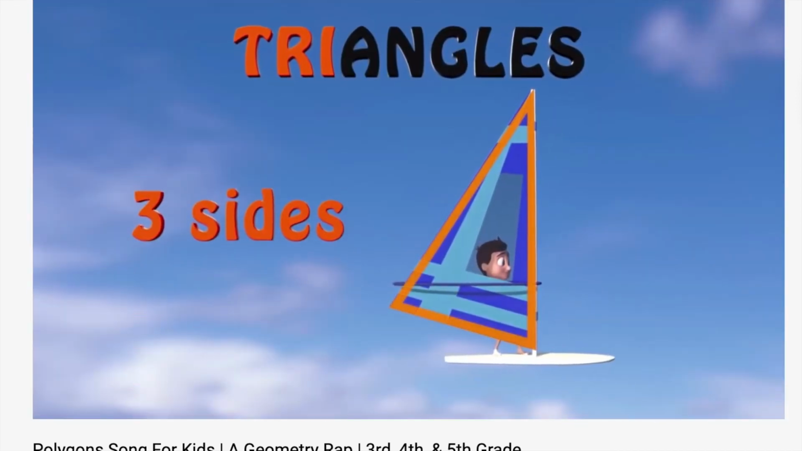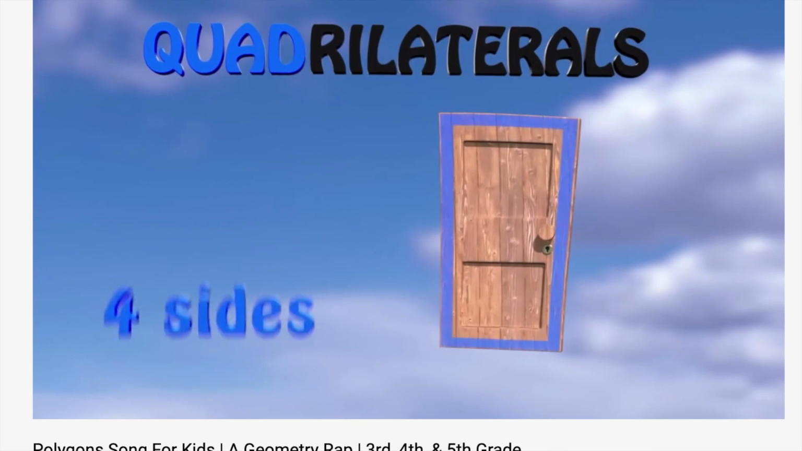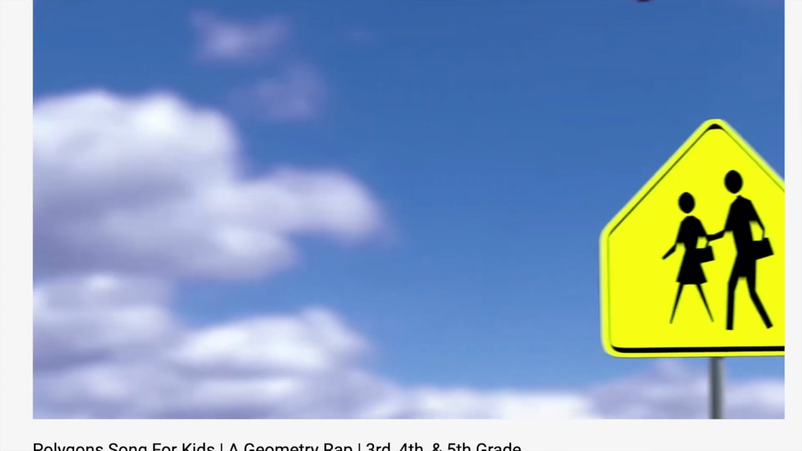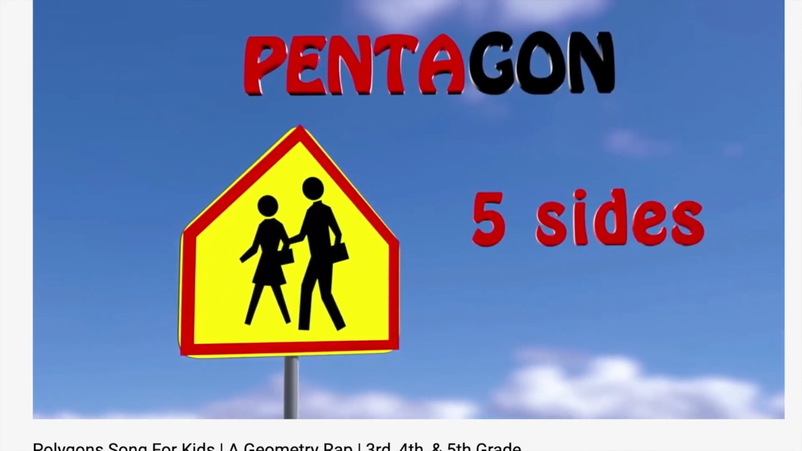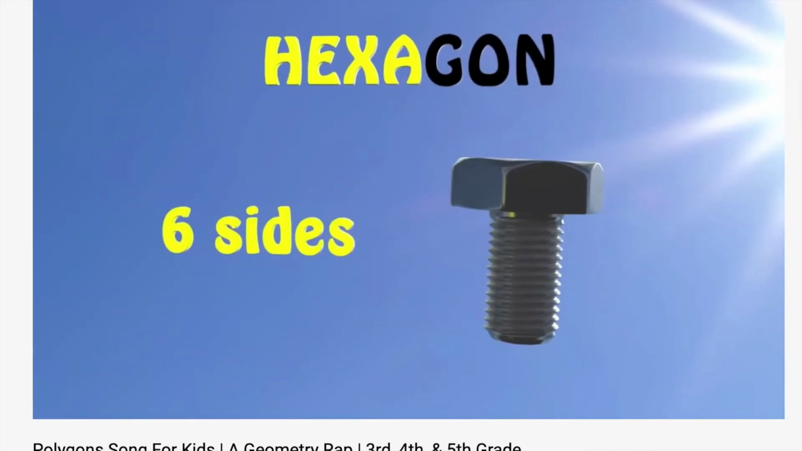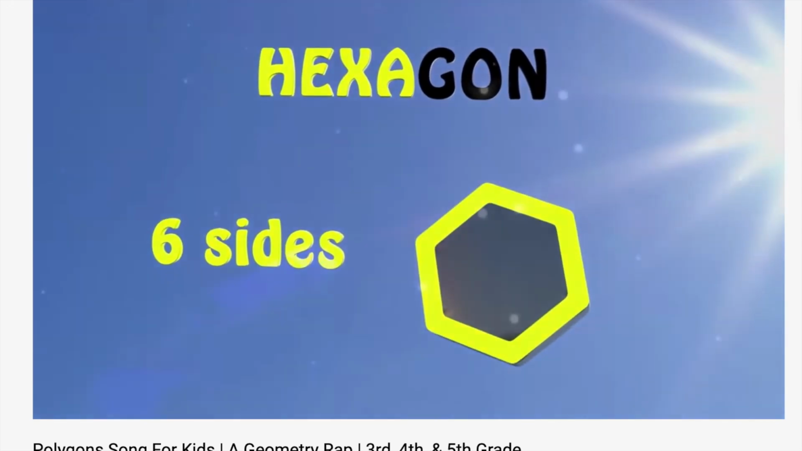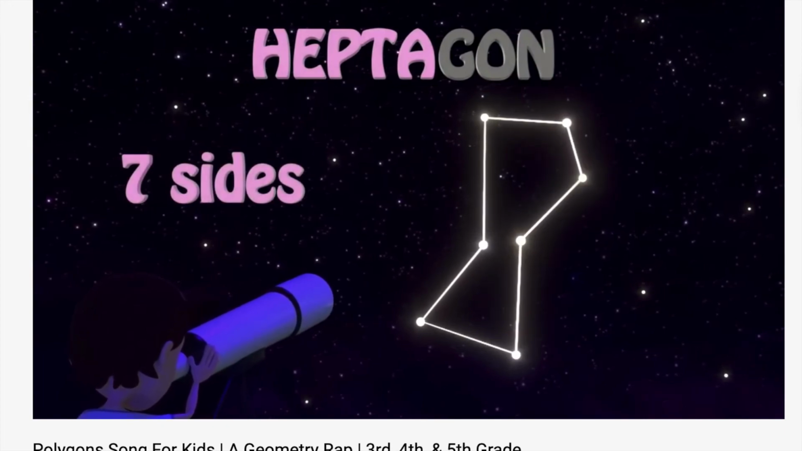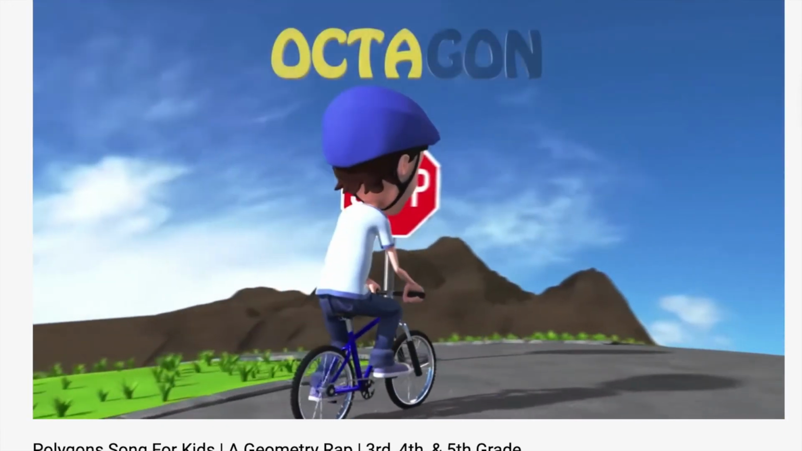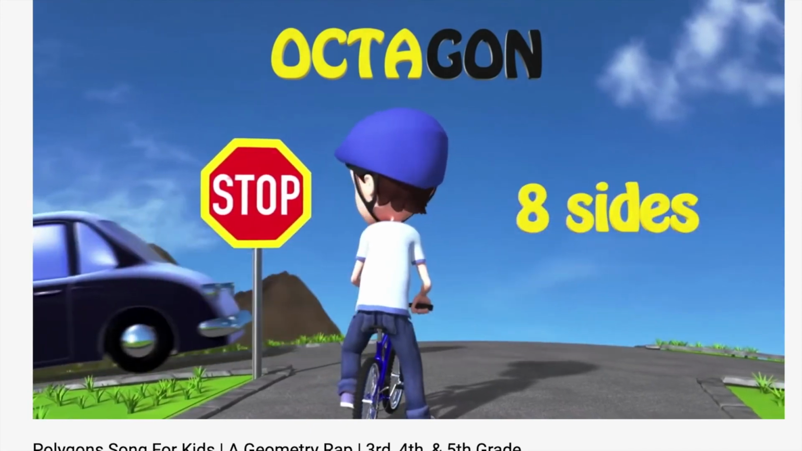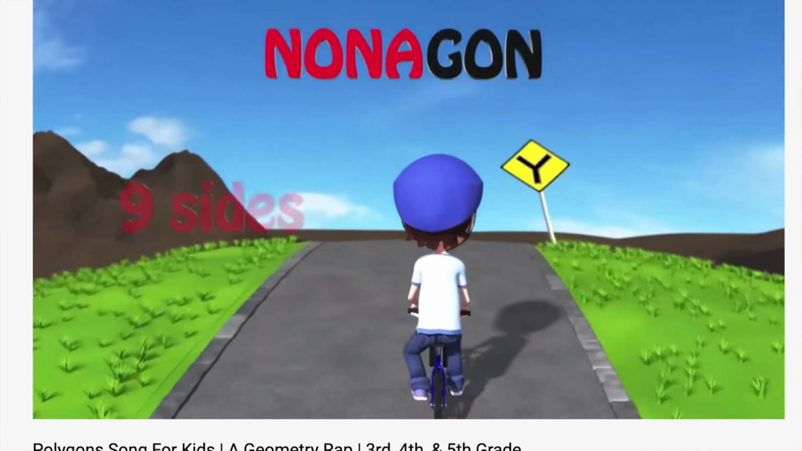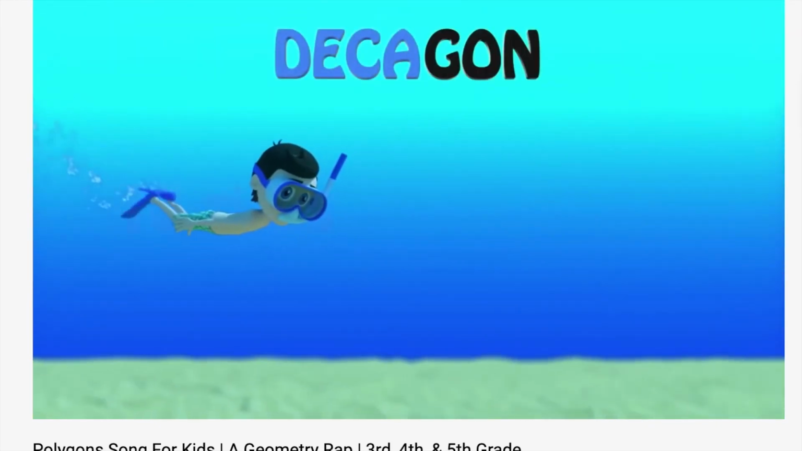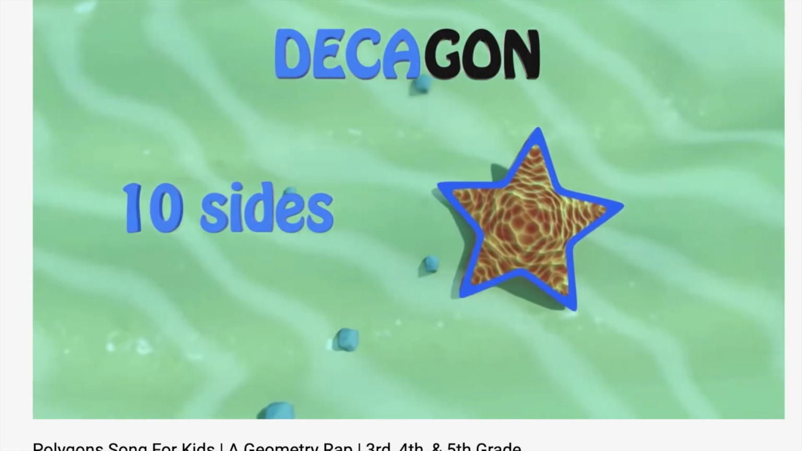Tri means 3 and quad means 4. Penta means 5 and hexa means 6. Hepta is a prefix that means 7. Heptagons have 7 sides like Orion in the heavens. Octa is a prefix that means 8. Octagons have 8 sides like a stop sign shape. Nona is a prefix that means 9. Nonagons have 9 sides like a Y on a road sign. Deca, a prefix that means 10. Decagons have 10 sides like a starfish in the ocean.